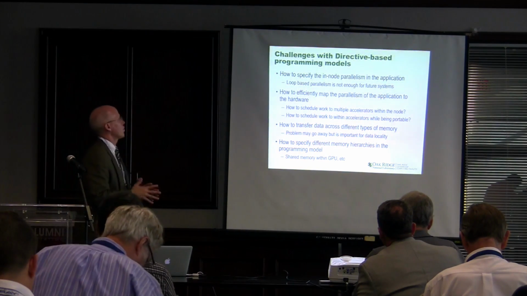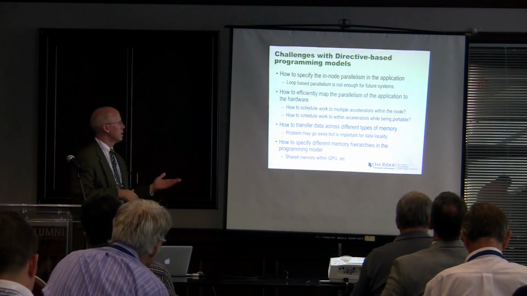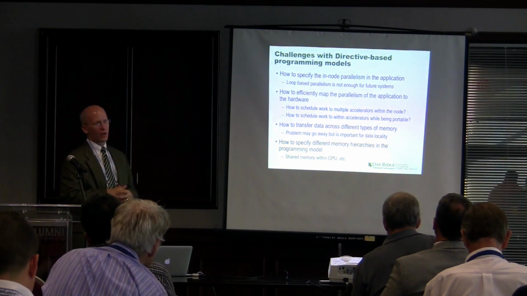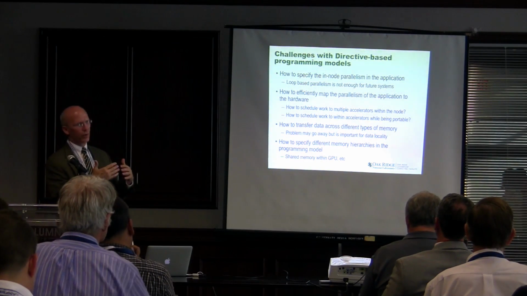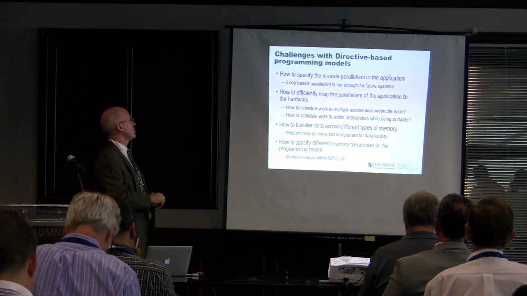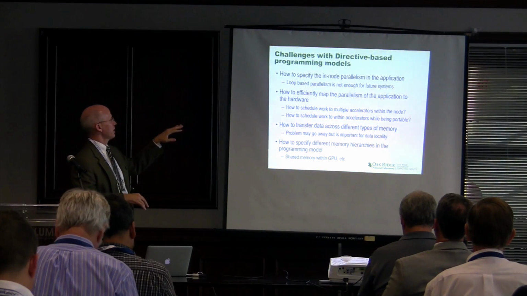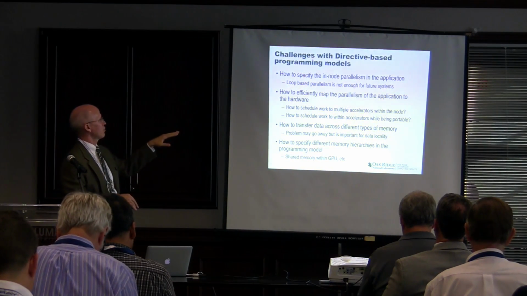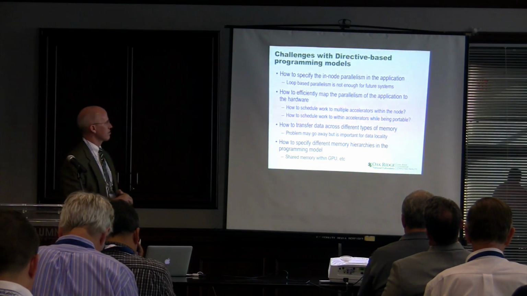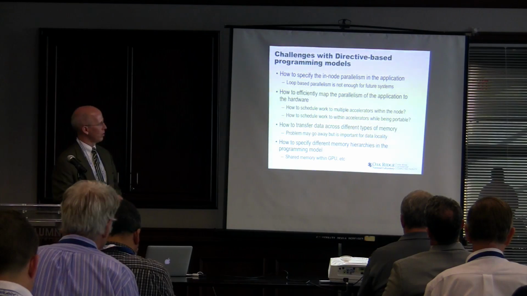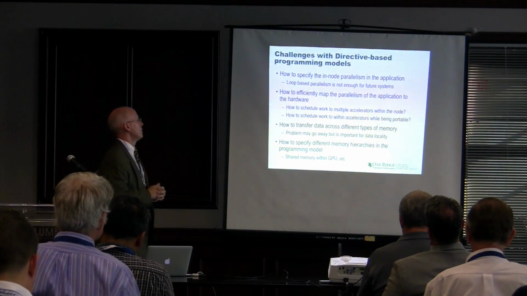So, more specifically, how do we specify the in-node parallelism in the application? A loop-based parallelism is often not enough for all the parallelism that's available on the node. So we have to go deeper to find more parallelism. How do we efficiently map the parallelism of the application onto the hardware? How do we schedule work to multiple accelerators within the node? How to schedule work within the accelerators while being portable? Often these things are constrained by the specific architectures.